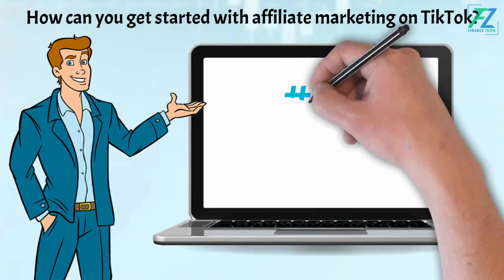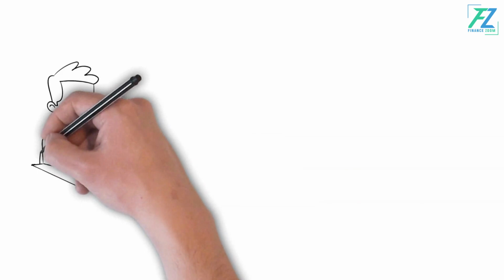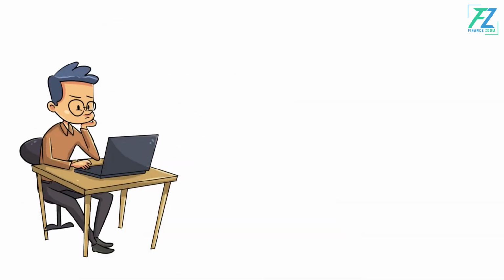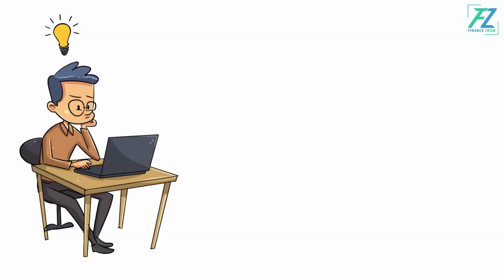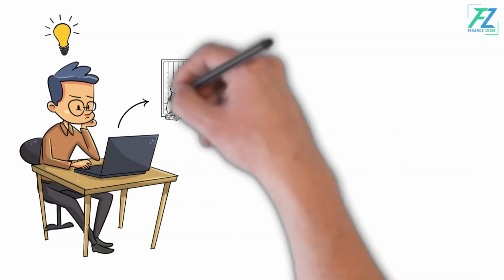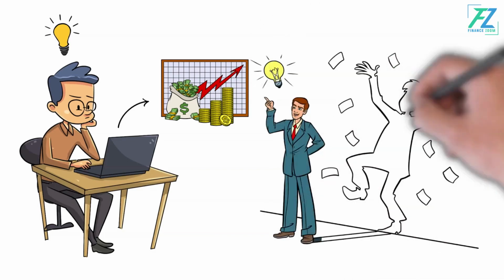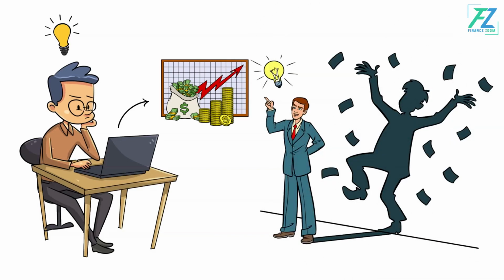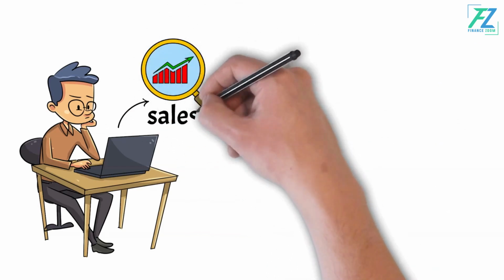The last thing you want to know is, Number 6. Track your results. Tracking your results is a crucial step in affiliate marketing on TikTok. It helps you understand how your content is performing and where you can make improvements to increase your earnings. There are a few metrics you should be tracking to get the most out of your affiliate marketing efforts on TikTok. The second metric you should be tracking is sales.